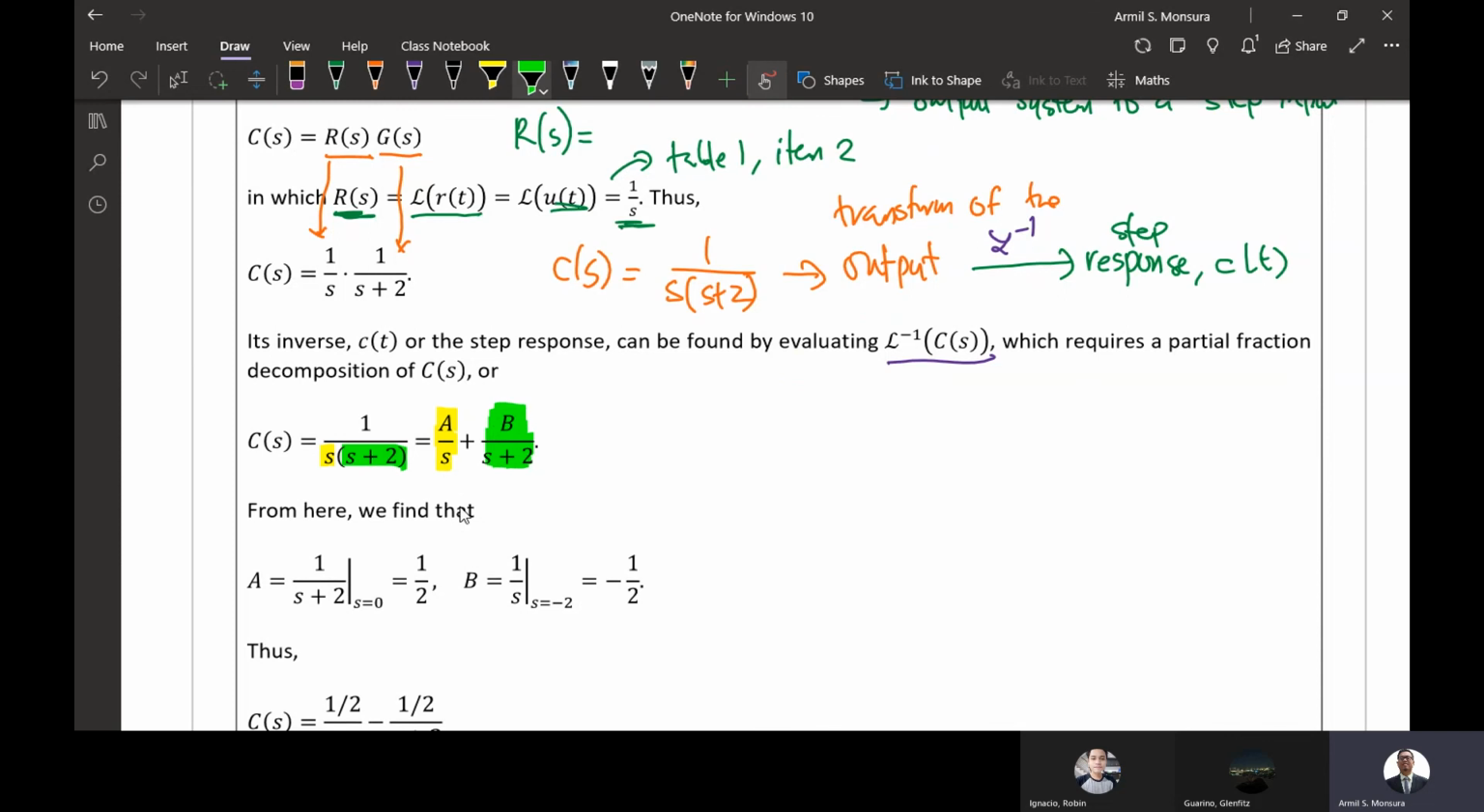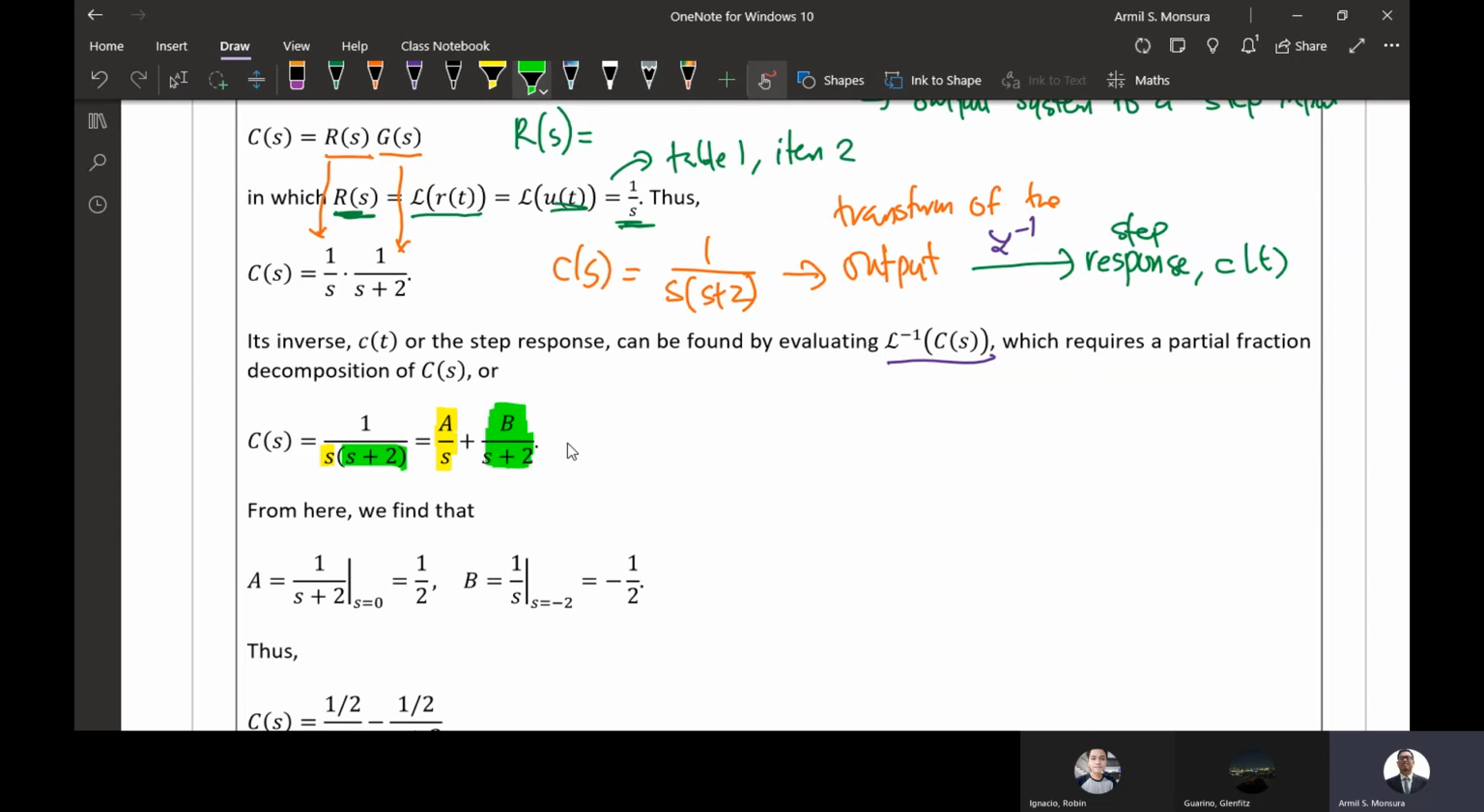And then we need now to solve for A and B by the cover-up method. So A is obtained by having 1 over S plus 2 when S is equal to 0, so that's 1/2. Okay? And then B is obtained by covering up the S plus 2. So what remains there is 1 over S. And then evaluate 1 over S when S is negative 2. So that gives us negative 1/2.